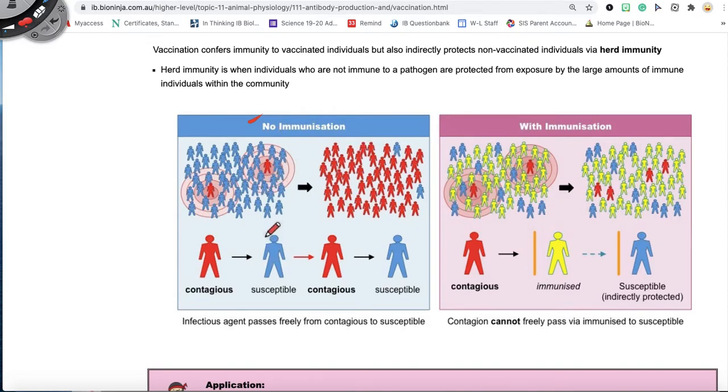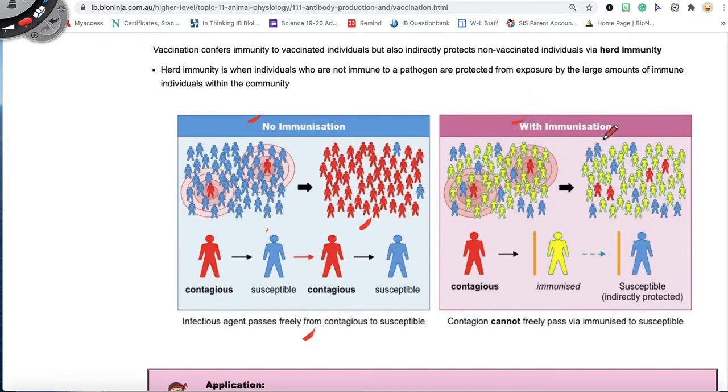Well, here you see in blue that there are susceptible people amongst the population, and then you see the contagious people, right? When there is no immunity, you see how the people who are contagious are able to spread the virus amongst all the people who are susceptible, or pretty much the majority of them. So the infectious agent passes freely from contagious to susceptible.